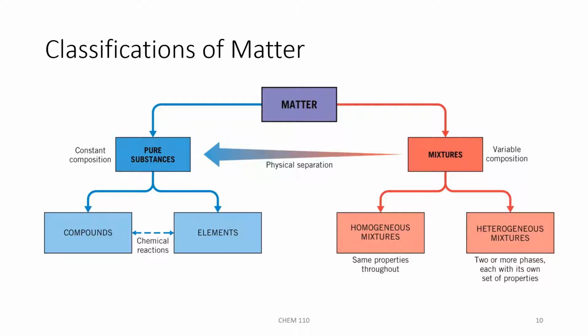Compounds can be broken back down into their elements through chemical reactions. Elements can be combined with other elements to form new compounds. On the mixture side of things, mixtures can be described as being either homogeneous mixtures, which have the same properties throughout and look like they're one phase, or they can be heterogeneous mixtures, which have 2 or more phases with their own set of properties.